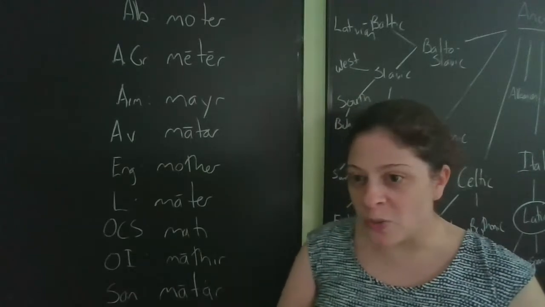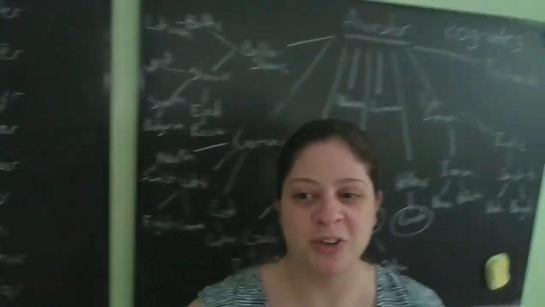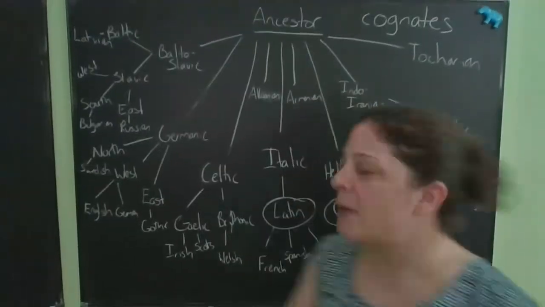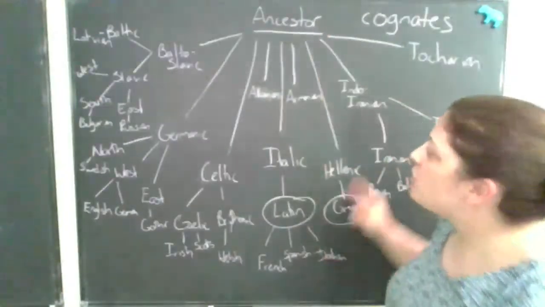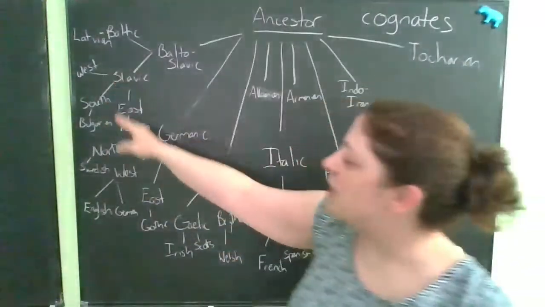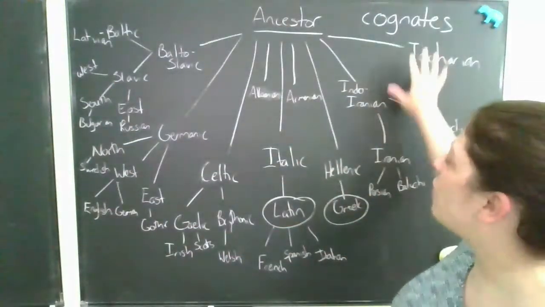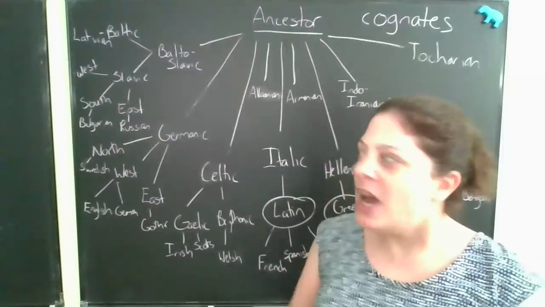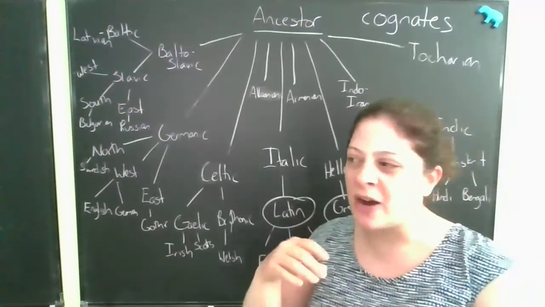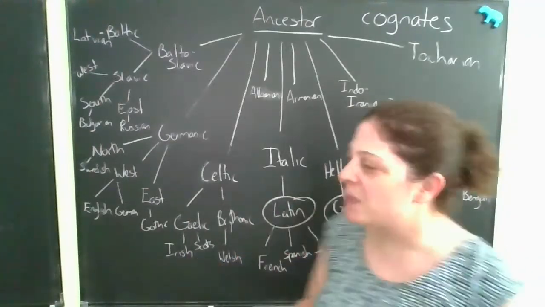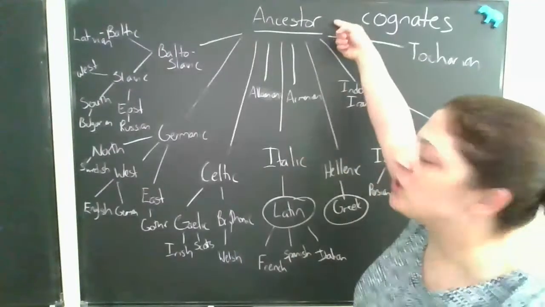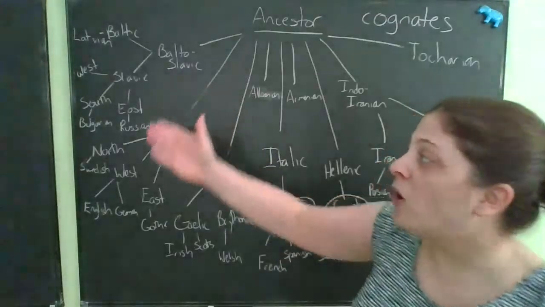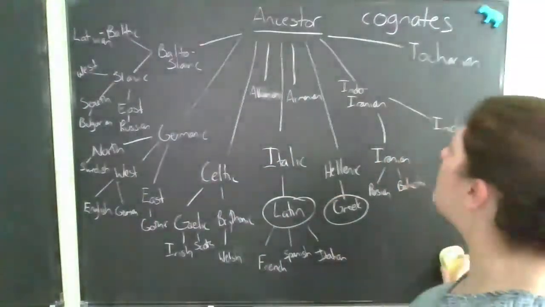Now, you can also work backwards. So we'll go back to our family tree. You can also work backwards and try to get back to this ancestor. Right? So by looking at all of the examples of a word across the different Indo-European languages and considering what's similar about it and what changes you know about that probably came later, you can try to reconstruct what the original form of the word was in the ancestor language.